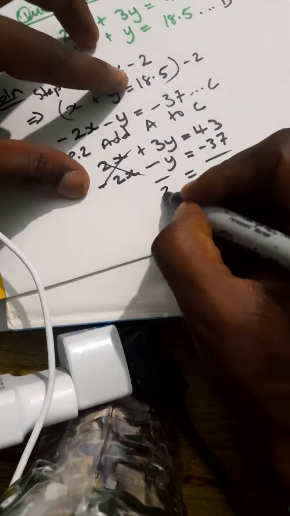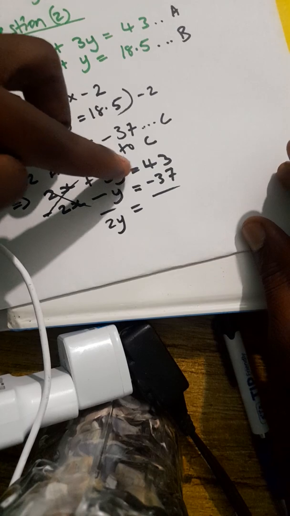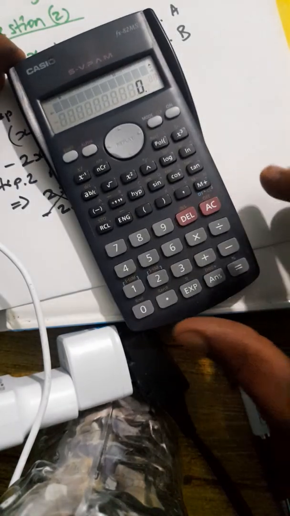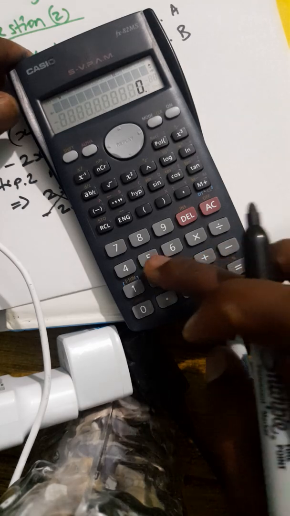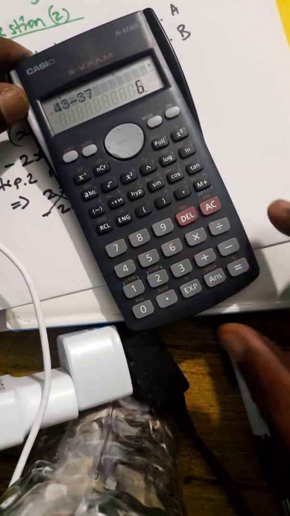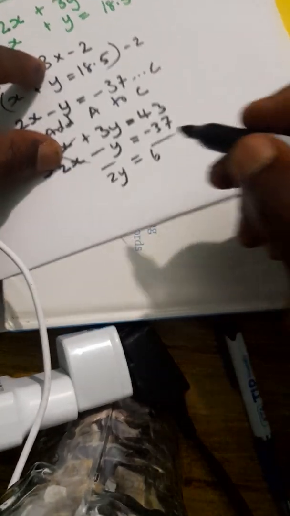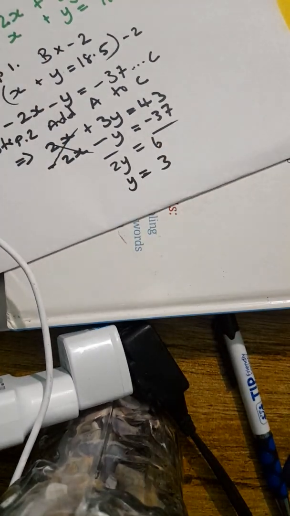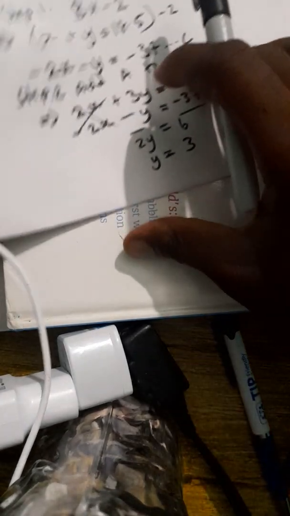All of this I have taught already. Watch here. 3y minus y is what? 2y. 43 minus 37, let us use a calculator, because last time I checked by myself I got it wrong. So that is 43 subtract 37, 6. So y is what? y equals 3. So you see, we're not afraid of decimals. You could have more decimals in a problem.